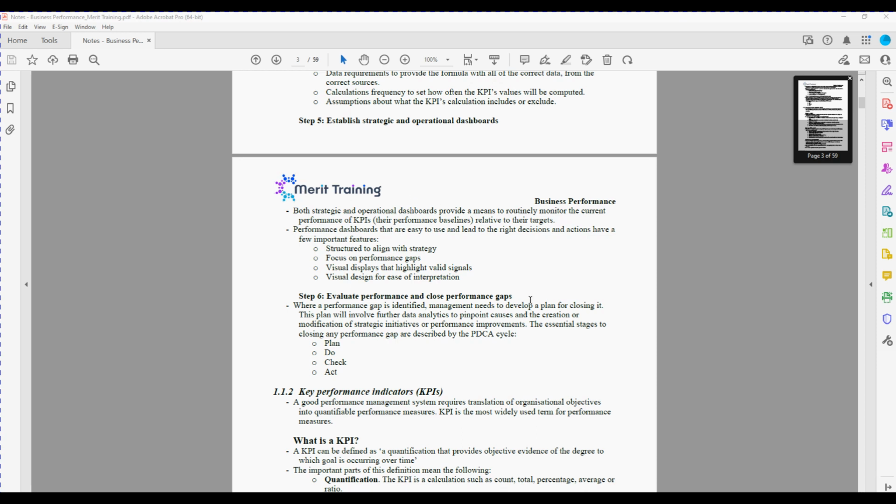So we often do this via dashboards, so things like Power BI, etc., which actually visualize the KPIs, they visualize performance gaps and things like that.